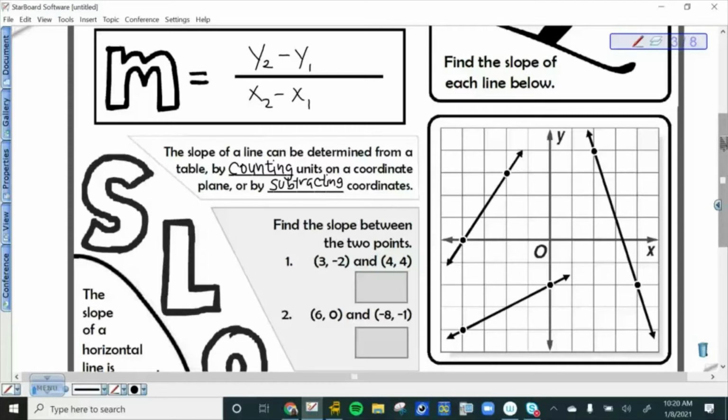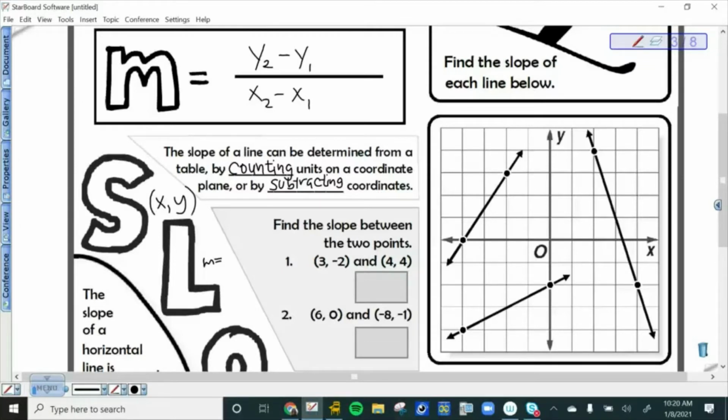So I'm going to do this one. So I write m equals change in y. So I take one y coordinate. Let's just remind ourselves, an ordered pair is always written like this.